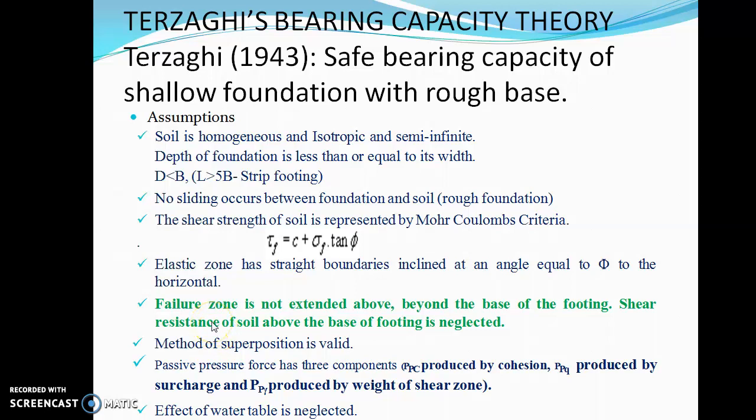First is soil is homogeneous, isotropic, semi-infinite. What is homogeneous? Homogeneous means the properties of the soil are identical at all the places and at all the times. Isotropic means the properties are not changing in any direction. Semi-infinite is that we are considering the depth infinite in the downwards direction and we do not consider the soil in layers.